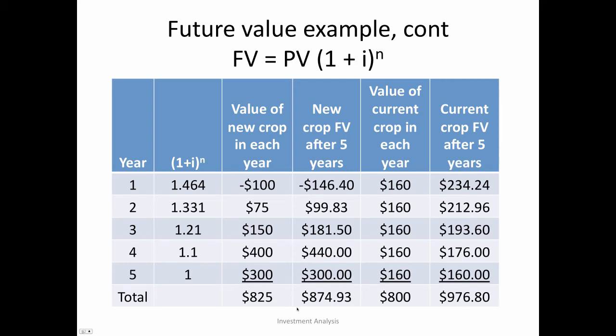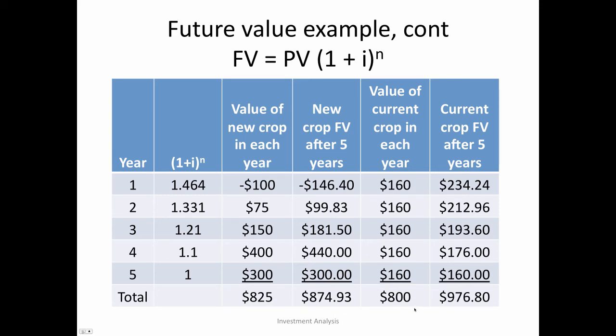There are a couple of important things here. First of all, notice that the sum of the future values is larger than the sum of the present values. That's because the future value calculations take account of the time value of money. The other thing that's important is that if we had ignored the time value of money and made a decision based only on the sum of the present values, then we would have chosen the new crop, because it would have yielded a total cash flow of $825, while the current crop only gave us $800.